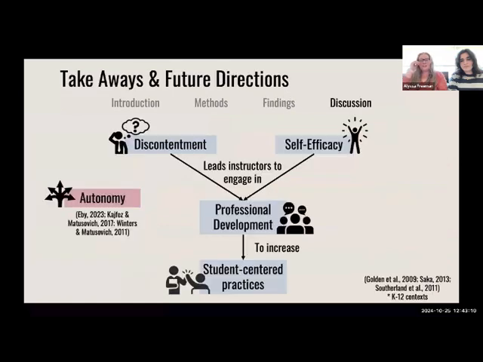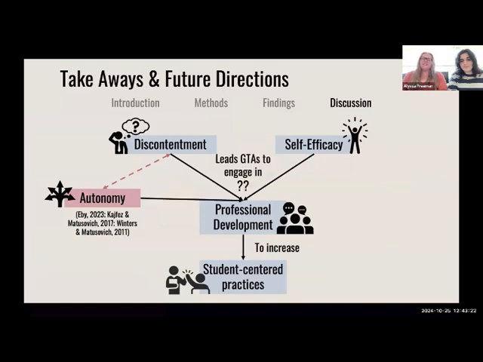And so to summarize and go back to our conceptual framework that we showed at the beginning, we did see evidence of a relationship between autonomy and discontentment. But what is still unclear from this work is if autonomy, discontentment, and self-efficacy lead GTAs to engage in professional development or not. And so we're really excited that we're in the process of trying to collect data to explore this a bit more.